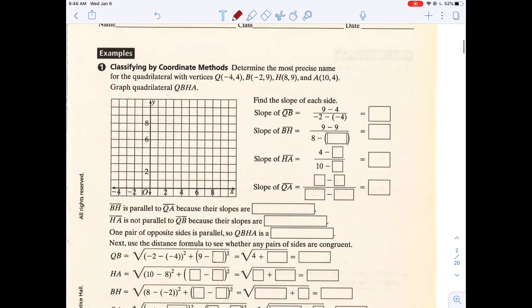Okay, so a couple examples here. First one, classifying by coordinate methods. So we can graph these things and then figure out what we know to decide what kind of shape it is. So Q is -4, 4. B is -2, 9. H is 8, 9. And A is 10, 4. And we can connect all those.